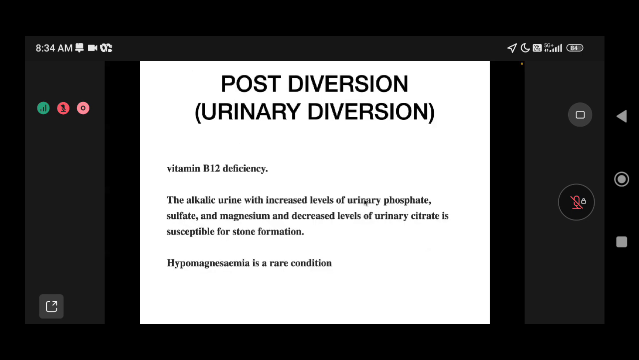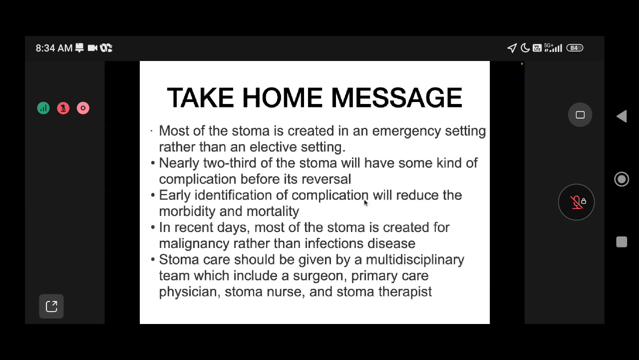Post diversion, whenever we use the ileum, there can be vitamin B12 deficiency, and then urine phosphate and stone formation. So never use non-absorbable suture, as that acts like an irritant and stone formation is very high. Hypomagnesemia is a rare condition.